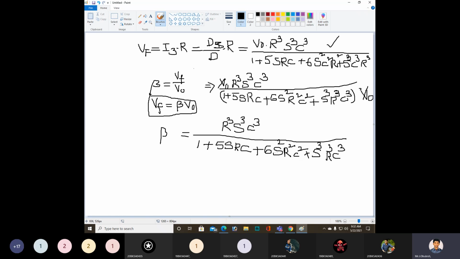So in this equation, replacing S is equal to j omega. You need to put S is equal to j omega in the beta equation.